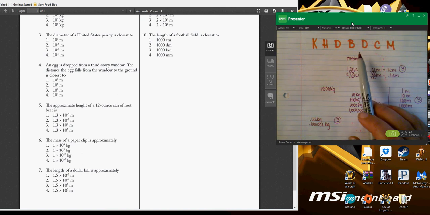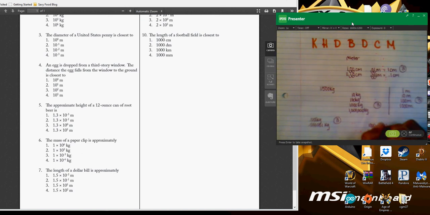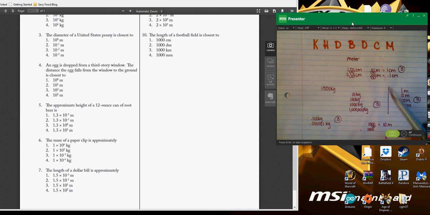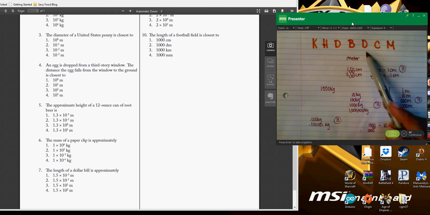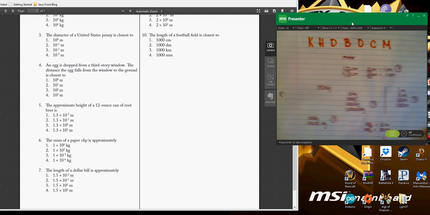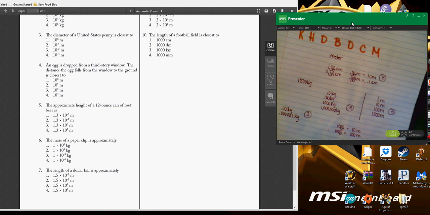The next one is coming off of 1,000 decimeters. If I'm on decimeters, I'm going to go 1 place to the left for the meters, which means I'm going to be left with 100 meters.